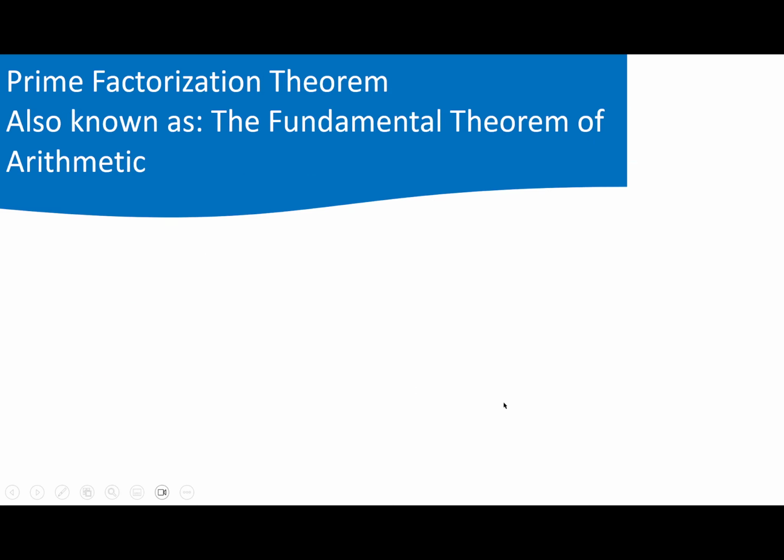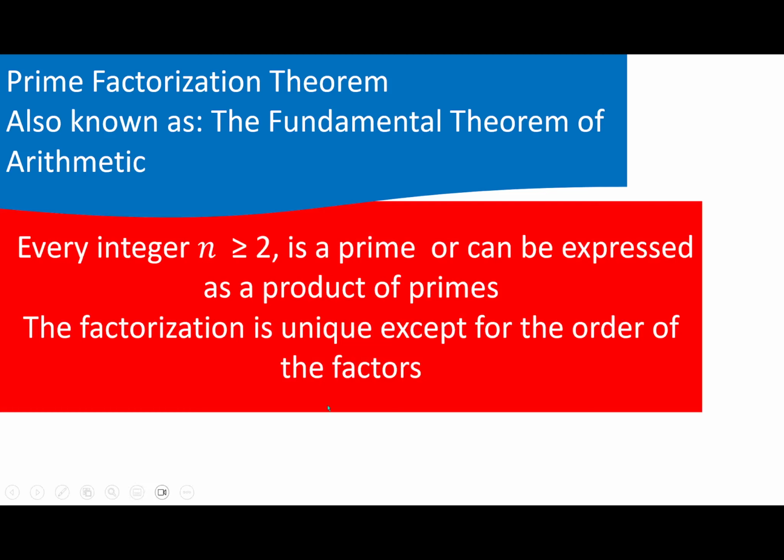Prime factorization theorem, also known as the Fundamental Theorem of Arithmetic. This is a very important theorem, so let's see what the theorem says and how to prove it. Every integer n greater than or equal to 2 is a prime or can be expressed as a product of primes. This is the first part of the theorem, which we are going to prove by strong induction. This is the second part of the theorem: the factorization is unique except for the order of the factors, and we are going to prove this using proof by contradiction.